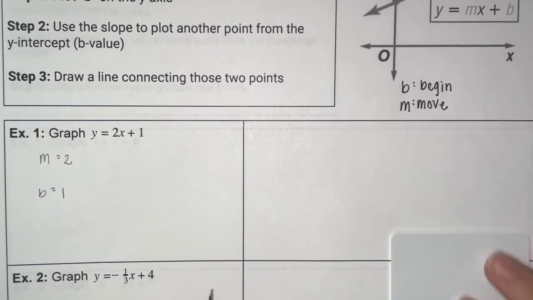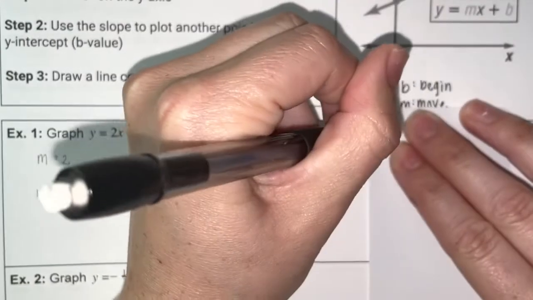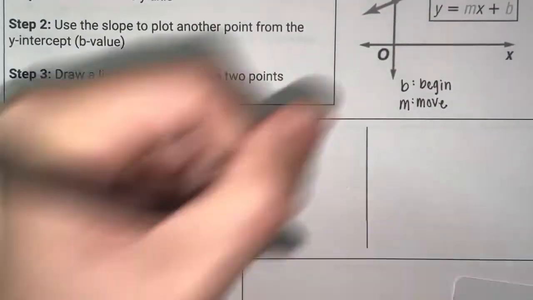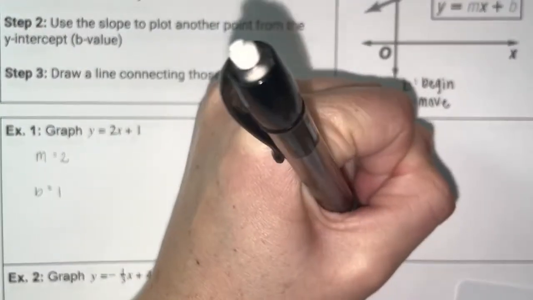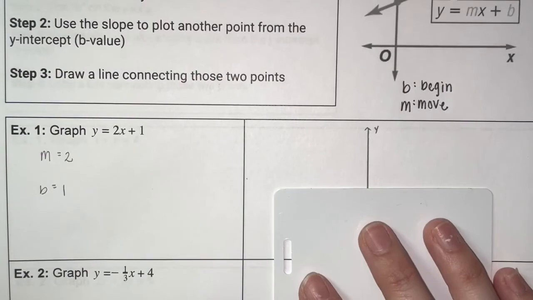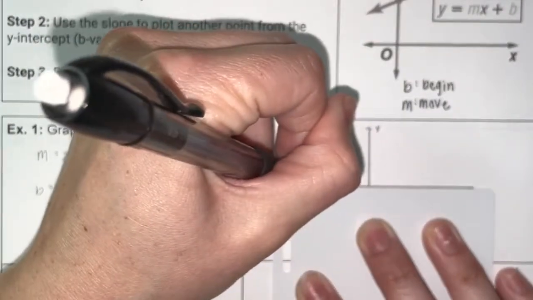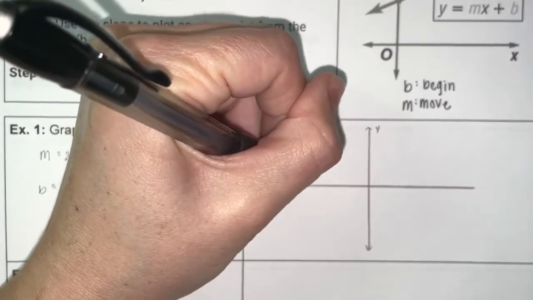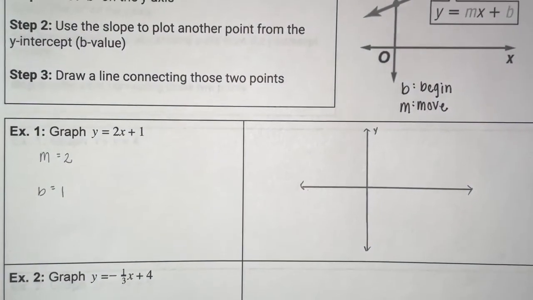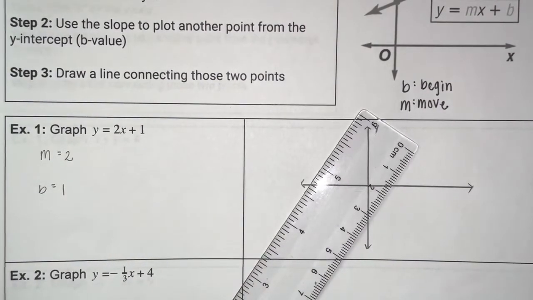So the first thing we want to do is set up the x and y axis. So I'm going to draw a vertical line, and that'll be my y-axis. And then through the middle of that, I'm going to draw a horizontal line, and that's going to be my x-axis. And then I'm going to switch over to the clear ruler just so you guys can see through the ruler as we continue here.